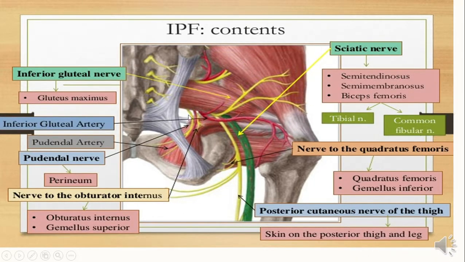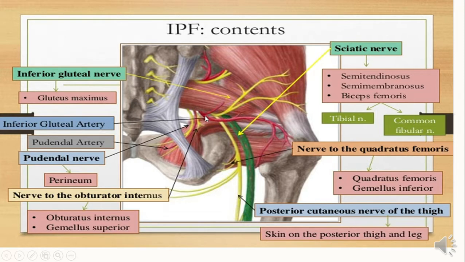Now, for structures passing below the piriformis, or the infrapiriformis foramen, you can see that the medial-most structure coming out of it is the pudendal nerve and internal pudendal vessels, which enter the lesser sciatic foramen immediately and go to the perineum to be distributed. Then we can see the small nerve, the nerve to obturator internus, which supplies the obturator internus muscle and the muscle close to it, the superior gemellus.